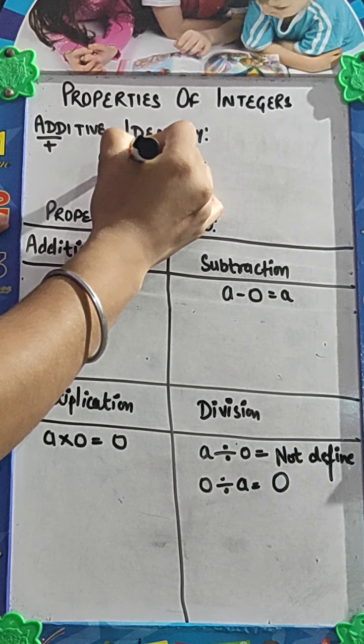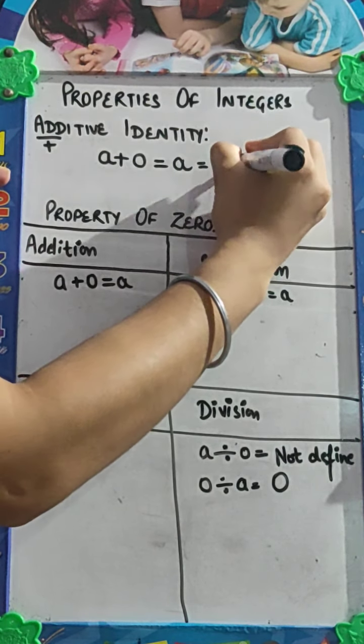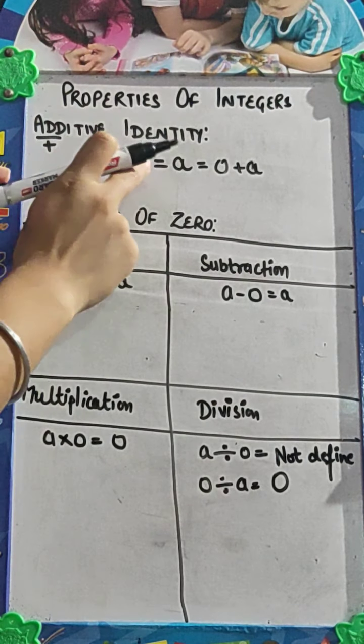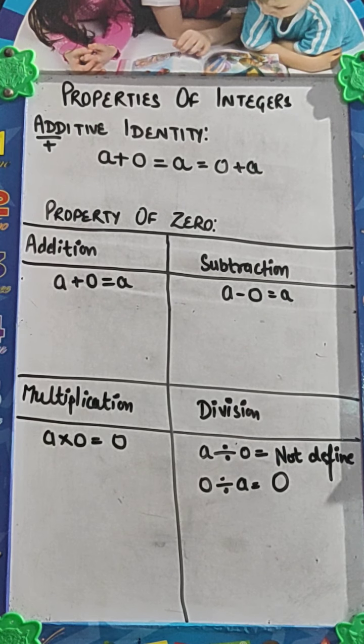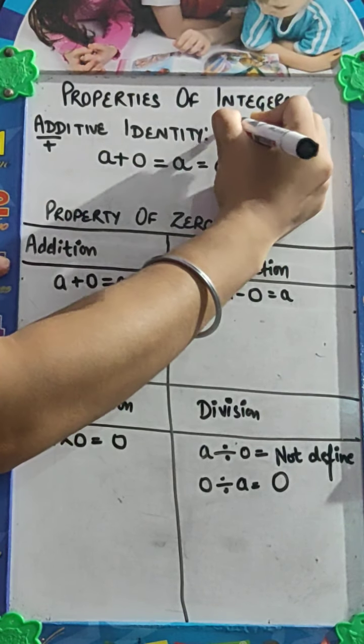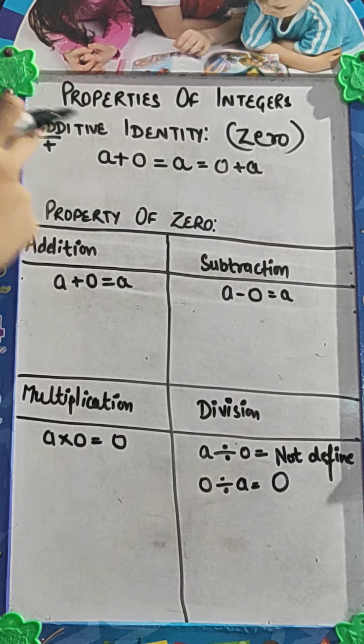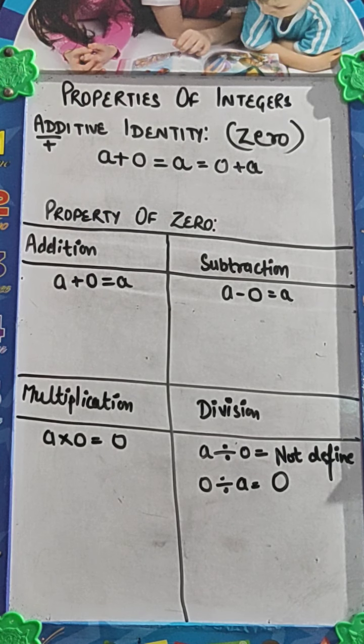As you all know, if we add 0 to any number, any integer, we get the same number. In the same way I can write a plus 0 and 0 plus a are the same. So additive identity is 0. Our additive identity for integers is 0. What is the additive identity for integers? 0. If we add 0 to any number we get the same number.